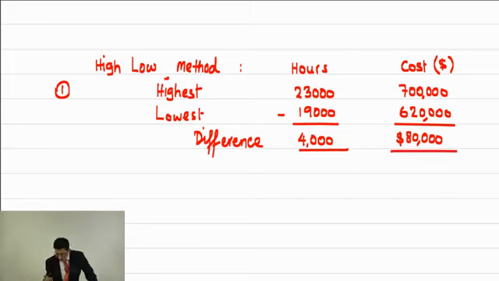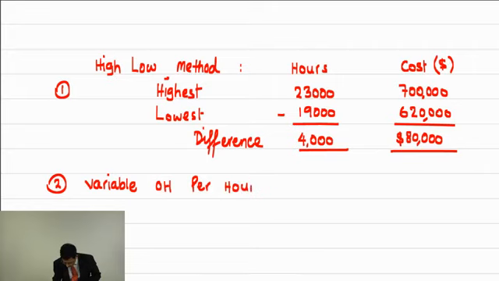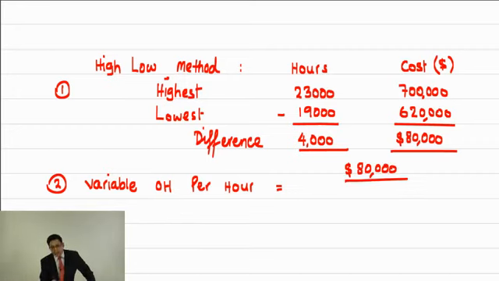Now what did we understand from here? Meaning is, when 4,000 more hours were worked in a month, $80,000 more were incurred on the cost. Or when 4,000 fewer hours were worked in a month, 80,000 less overheads were incurred in a month. Okay, and that gives us some kind of relationship between working hours and the cost. And this helps us to develop the variable overhead per hour, which is very simple. Difference between cost, $80,000, divided by difference in hours, which is 4,000. And that works out to a variable cost per hour, which I suppose you told me, $20 per hour.